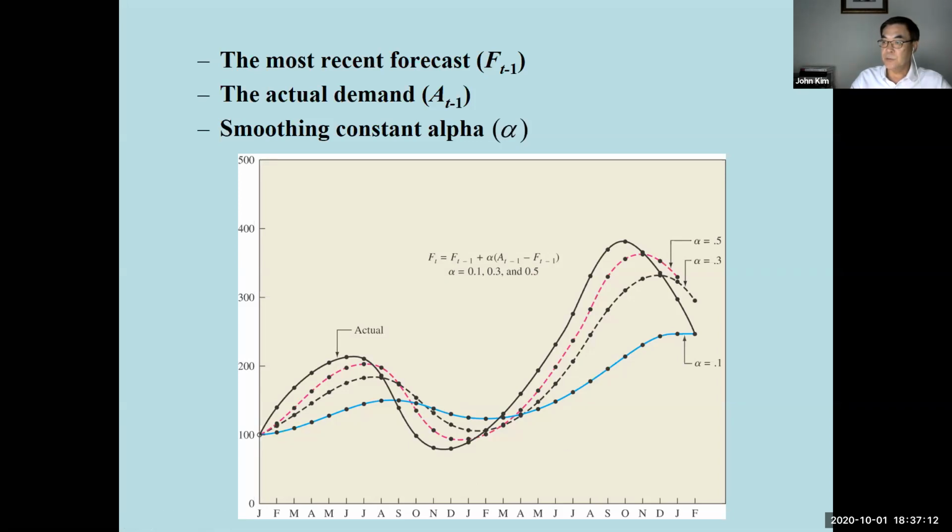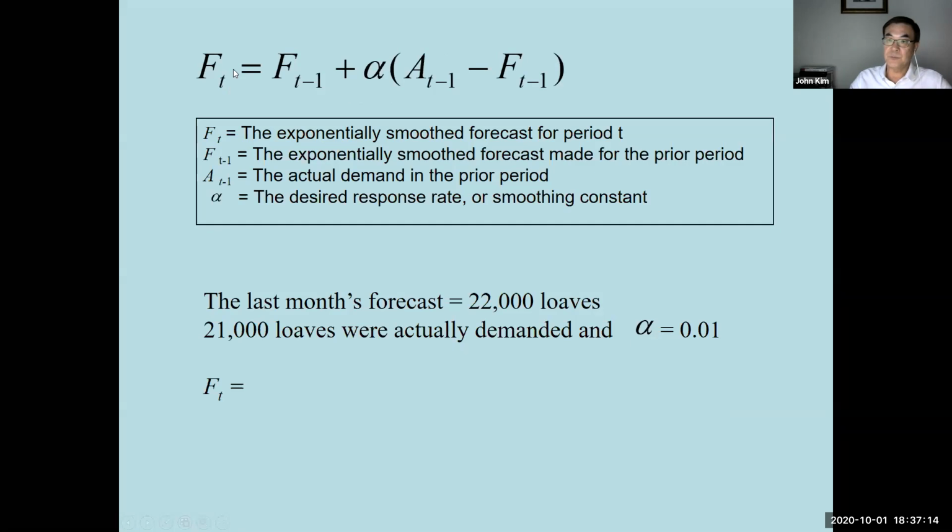Using this formula, the forecast for term t equals the forecast one term earlier, plus the given alpha times the actual demand one term earlier minus the forecast one term earlier.